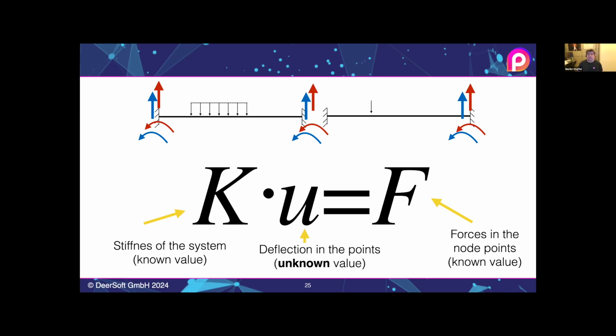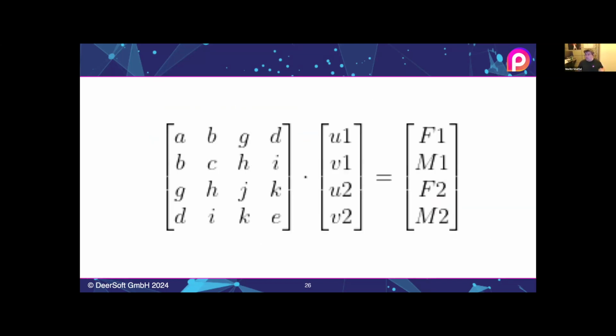And this needs to equal the forces at the nodal points that we have, which is again a known value. So in this equation, K, the stiffness of the system, is a known value. F is a known value. And U is an unknown value. The nice thing is that for every unknown value, we have at least one equation, so we can solve it. The way this works then is using matrices.